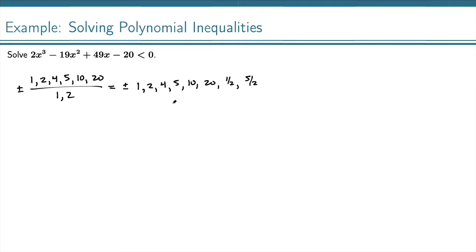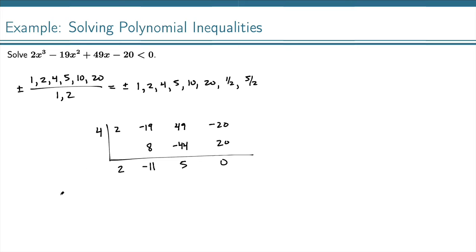Now I don't want to waste tons of time testing different things here. I'm just going to jump right to what I think is going to work, and that's 4. And we can do our synthetic division to test whether or not these work. So bring the 2 down, times 4 is 8, negative 19 plus 8 is negative 11, times 4 is negative 44, add those we get 5, 5 times 4 is 20, and add those we get 0. So now we have a factored form of x minus 4 times 2x squared minus 11x plus 5.